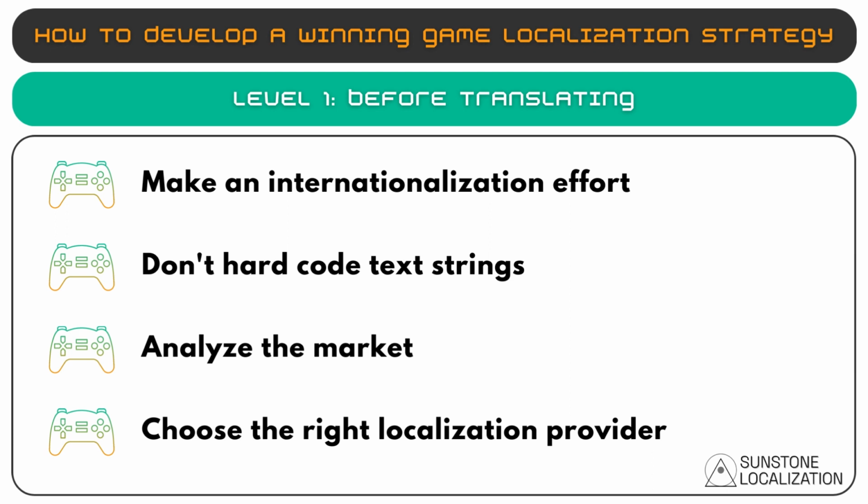Once you have chosen your partner, create a localization kit, also known as Lockit, which means gathering your translatable contents and reference materials and sharing them with your LSP. Or you can ask them to help you.